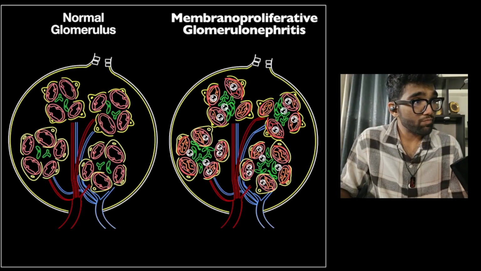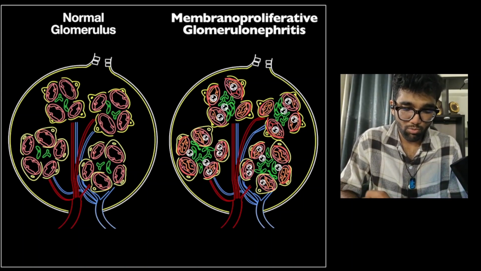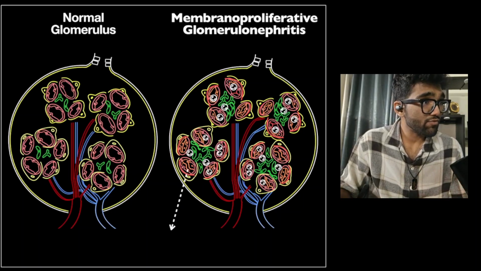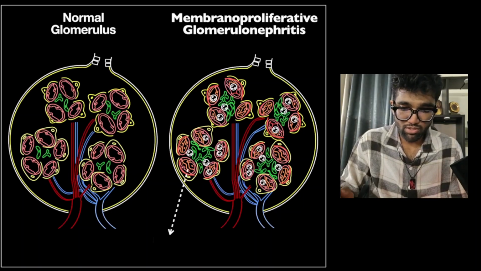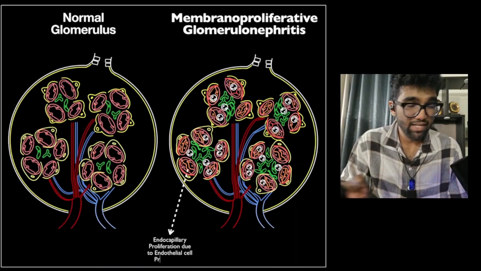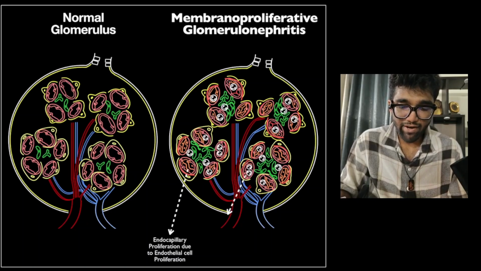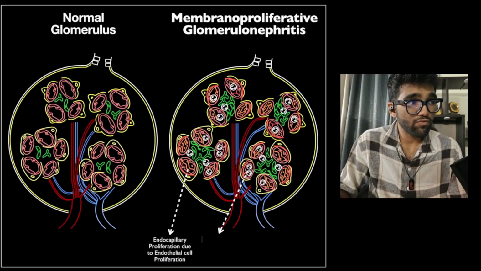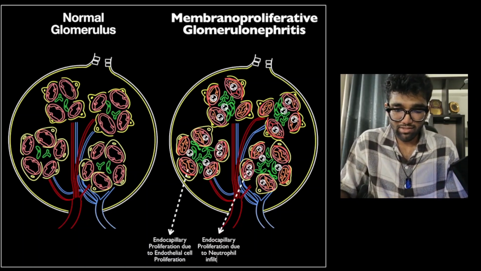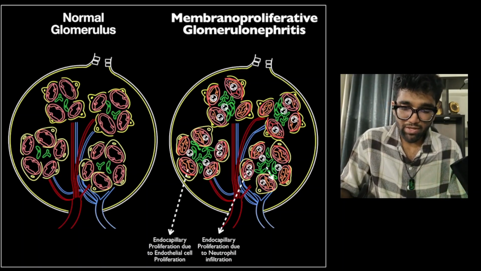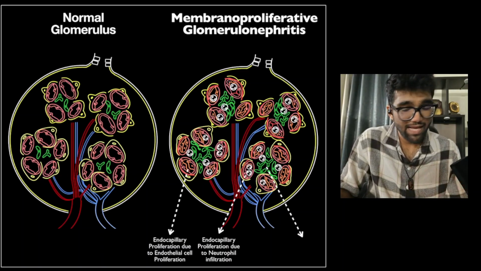Okay. So now, in membranoproliferative glomerulonephritis, as compared to a normal glomerulus, as you can see, there are a few very characteristic findings. The first finding is what I've shown in this schematic as an obliteration of the lumen of the capillary by endothelial proliferation. The second finding is again an obliteration of the lumen of the capillary, in this particular case by neutrophils as well as endothelial proliferation. And finally, there is some mesangial proliferation.